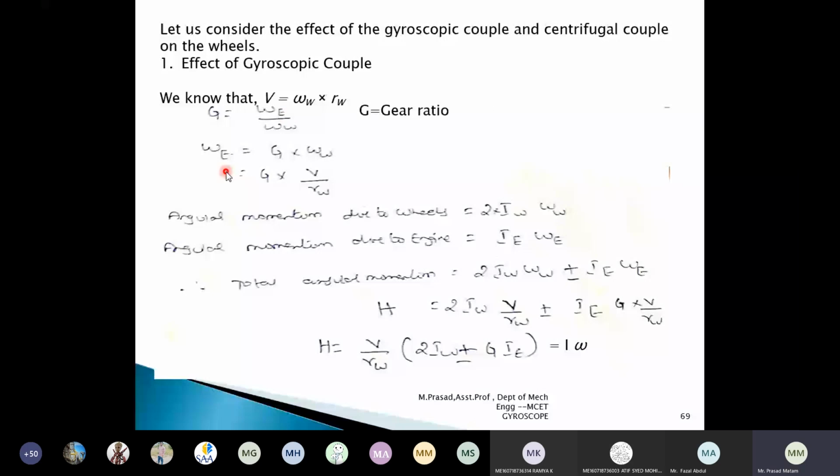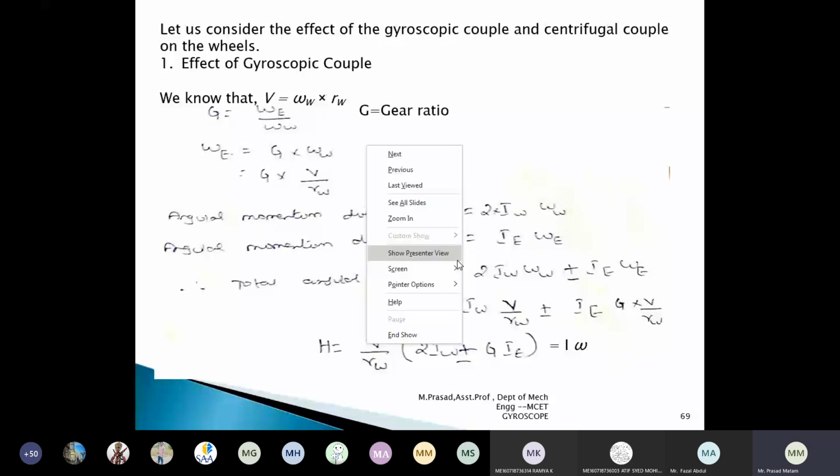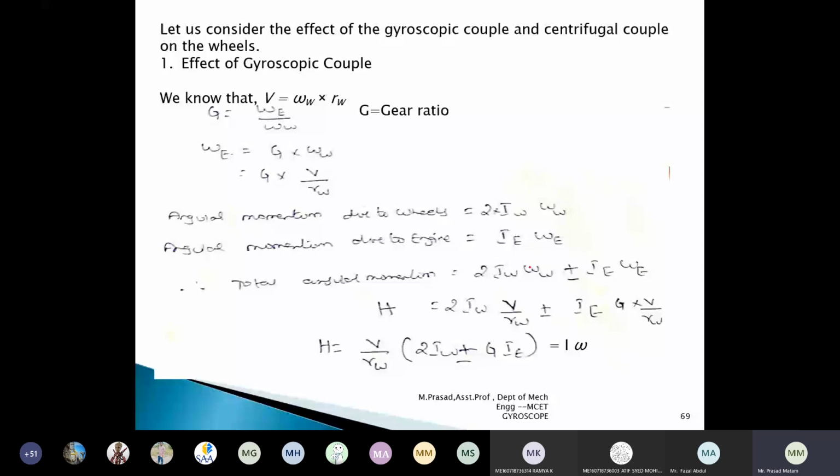So from this, what is the angular velocity of the wheels? Omega W is nothing but V by RW. We know that V is equal to R omega. From this, we can write omega W is equal to, you can see here, V is equal to R omega, that is, the radius of the wheel multiplied by the angular velocity of the wheels. From this, what is the angular velocity of the wheel? V by RW. That is what I have substituted here.